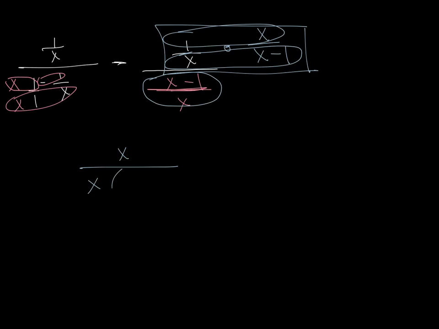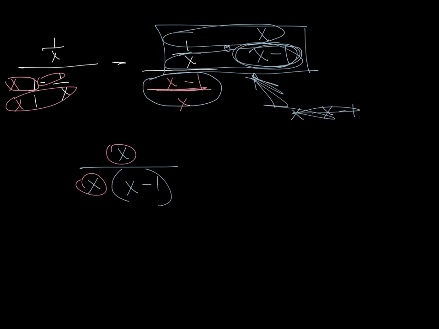So x times, don't write this right here as x times x minus 1. That's not what we have. We have x times the group, or the quantity, x minus 1. So we have that. Okay, now look what we've got here. I've got an x here, and I've got an x here. Notice this x is multiplied, so I can cancel. So I'm going to cancel that with that.